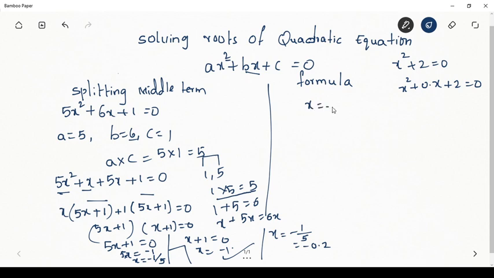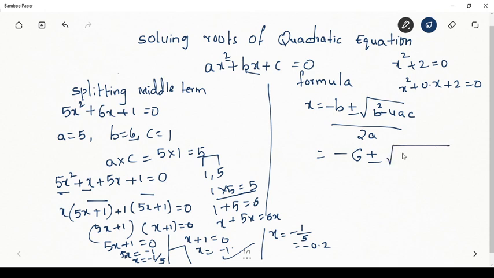What is the formula? This is the basic formula, and an easy formula also. Initially you will find this is a lot of stuff, but if we go on practicing, then it will be in your mind. Okay, so what is b as per the question? Minus 6. So minus 6 is the b. As per the formula it is minus b, so we write minus (minus 6), plus or minus square root of 6 whole square minus 4 into 5 into 1, by 2 into 5, right?